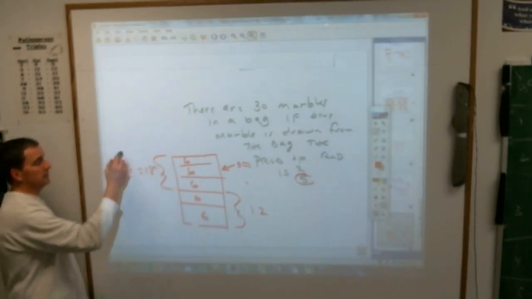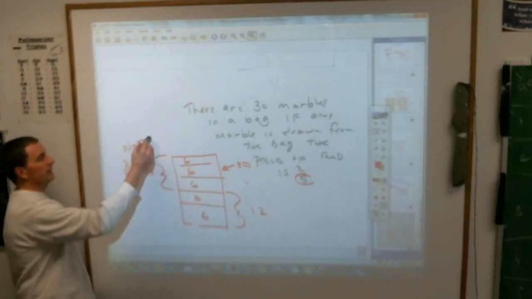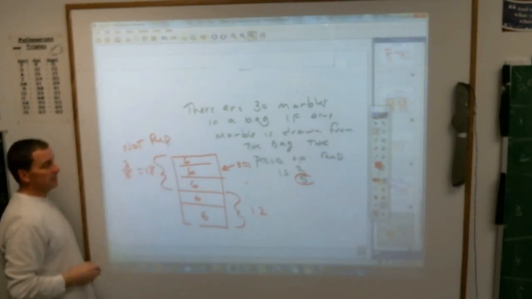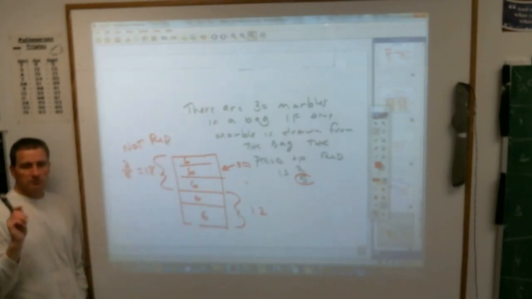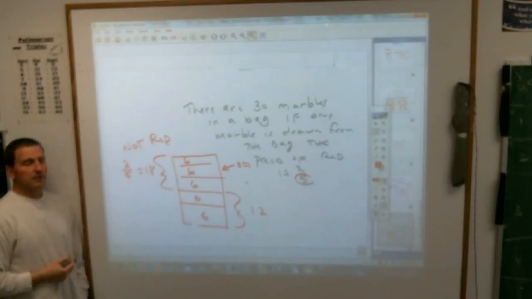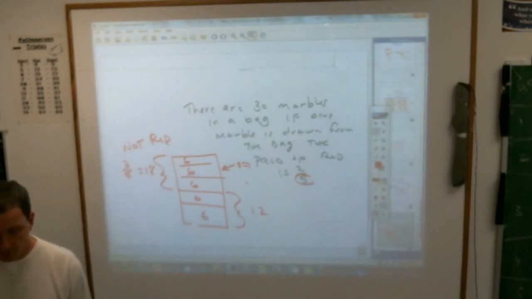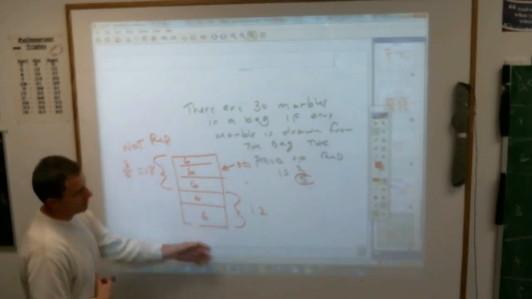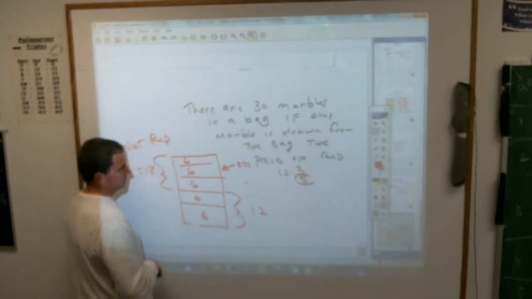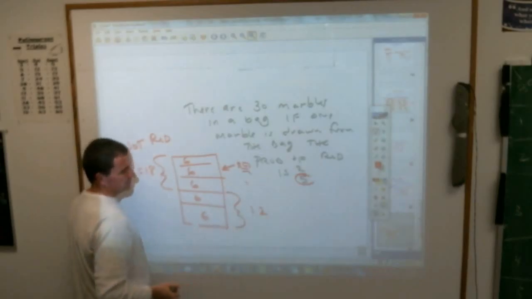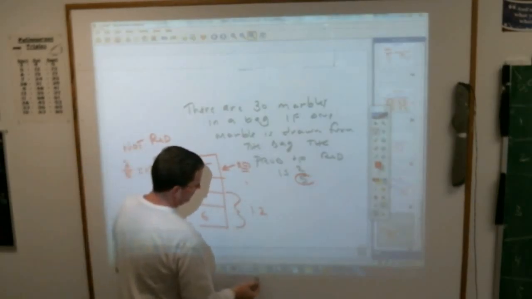Not red. Yeah. And by the way, what do we call that? The opposite of what you want is called the, remember, Isabel? Complement. That's the complement. If you're looking at red marbles, what you don't want is the not red marbles. If you add the non-red marbles with the red marbles, you're going to get 30.